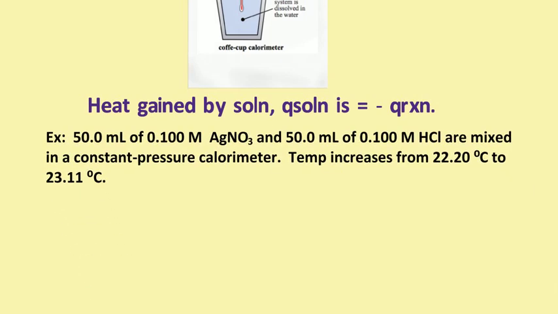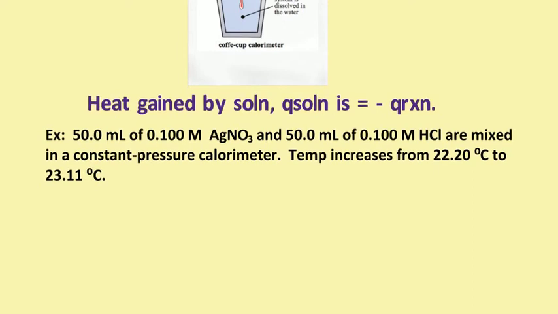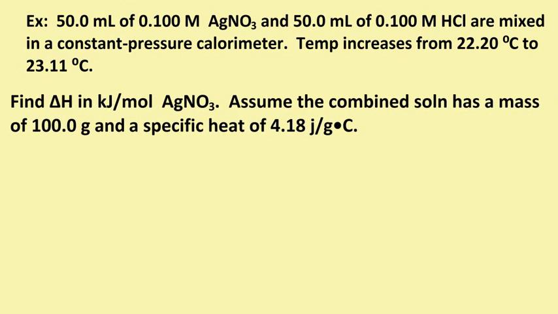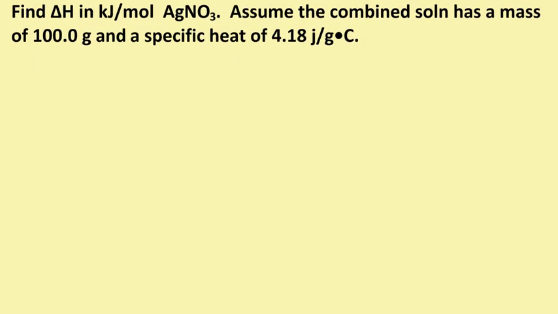50 milliliters of 0.100 molar AgNO3 and 50 milliliters of 0.100 molar HCl are mixed. The temp increases from 22.2 degrees Celsius to 23.11 degrees Celsius. You can pause and try to solve. You're going to find the delta H in kilojoules per mole of AgNO3. Assume the combined solution has a mass of 100 grams and a specific heat of 4.18 joules per gram Celsius.